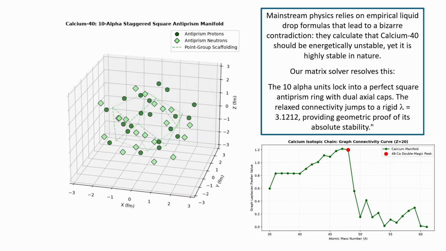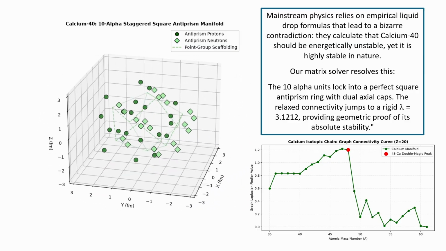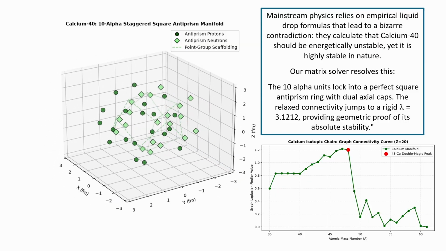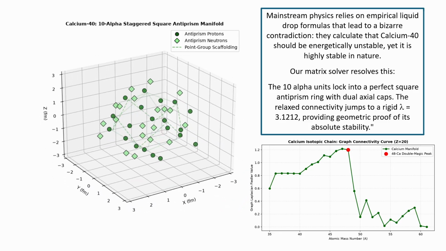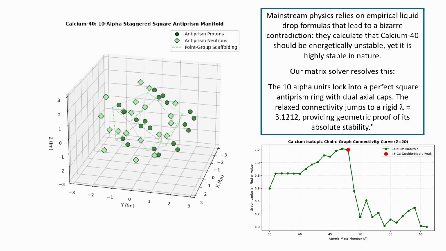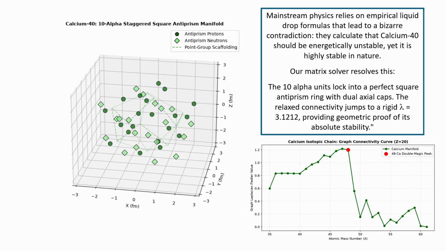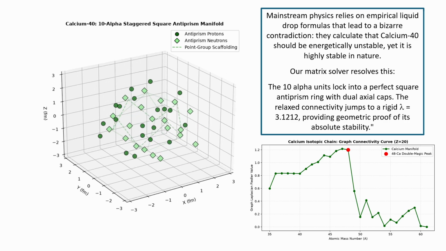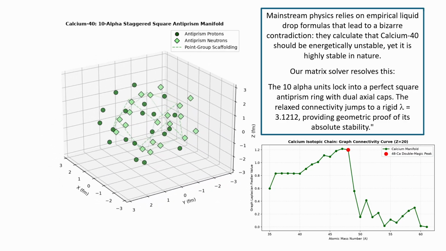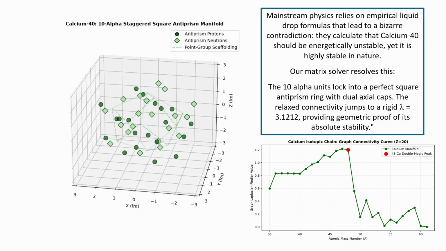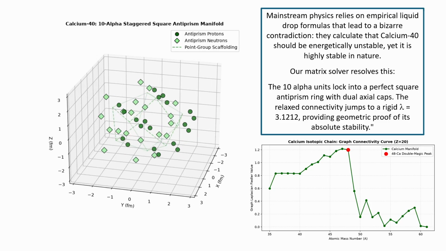In our model, we have 10 alpha cores that lock into a perfect square anti-prism ring, it is called technically, apparently, with dual axial caps. That's the technical name, but you can see it's sort of two prisms that lock into each other, and yes, have a cap related to relaxed connectivity. We optimized, provides really geometric proof. That's the graph you show, and underneath it's that Fiedler vector. Well, actually, it's called the graph Laplacian Fiedler value, and you can see that it reaches a maximum at calcium 40.